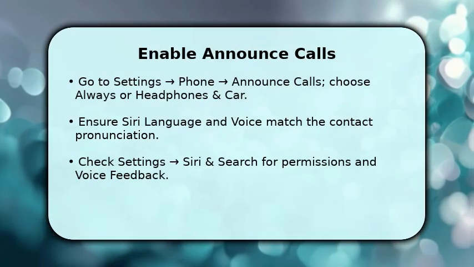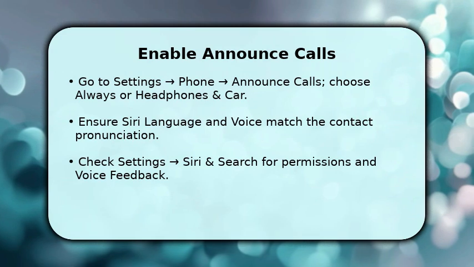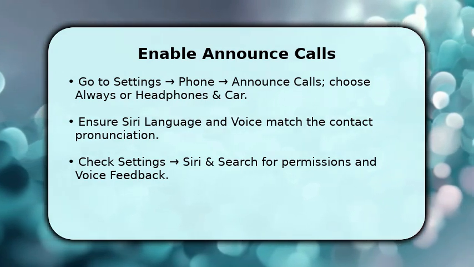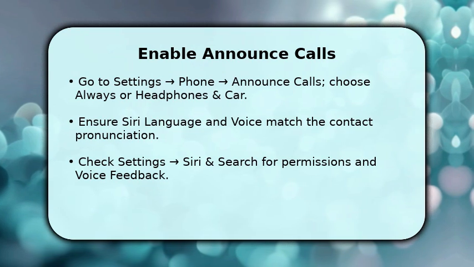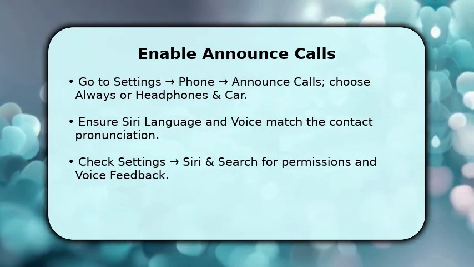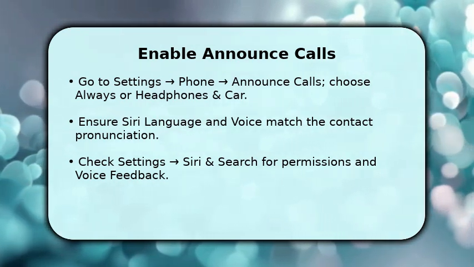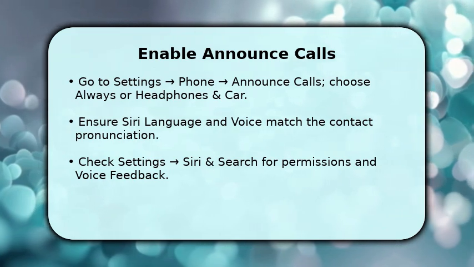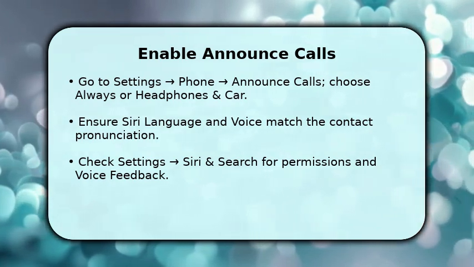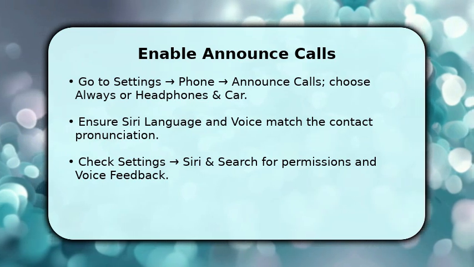Next, make the phone actually speak names. Go to Settings, tap Phone, then Announce Calls and pick Always or Headphones and Car depending on when you want audio. Make sure Siri's language and voice in Settings > Siri & Search match the phonetic cues you entered. Mismatched accents can alter pronunciation.